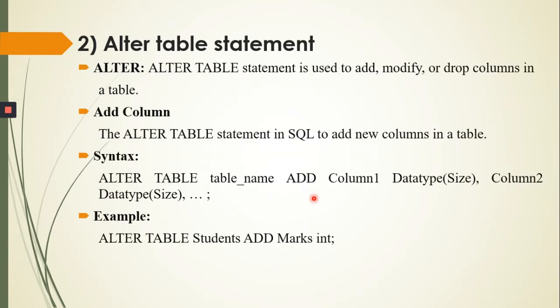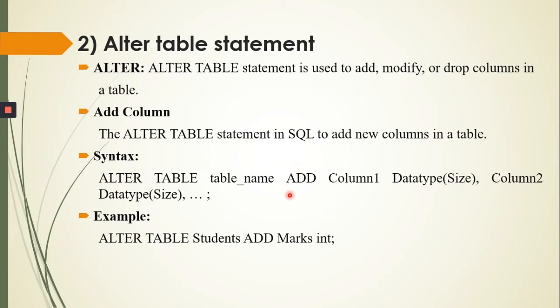The alter table statement is used to add, modify or drop columns in the table. First we will add a column. Suppose we have 5 columns in the table and now we want to add a 6th column. At that time we have to use the alter command. The syntax is alter table, then the table name in which we want to add the column.